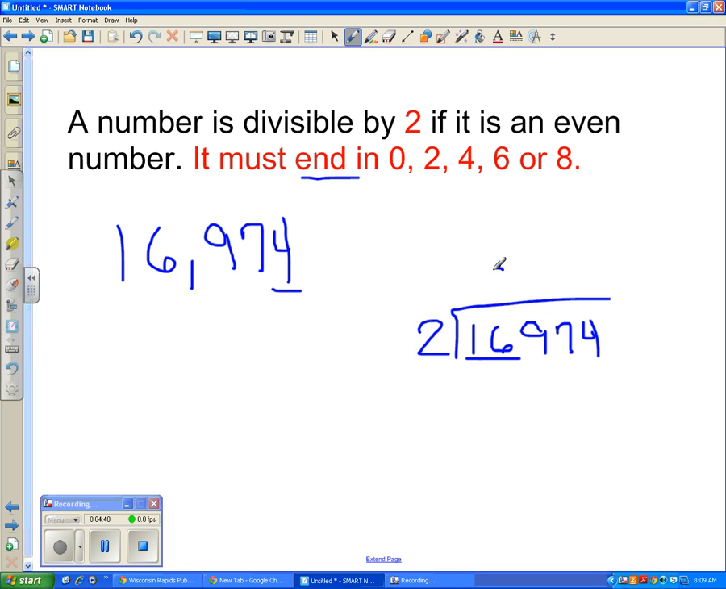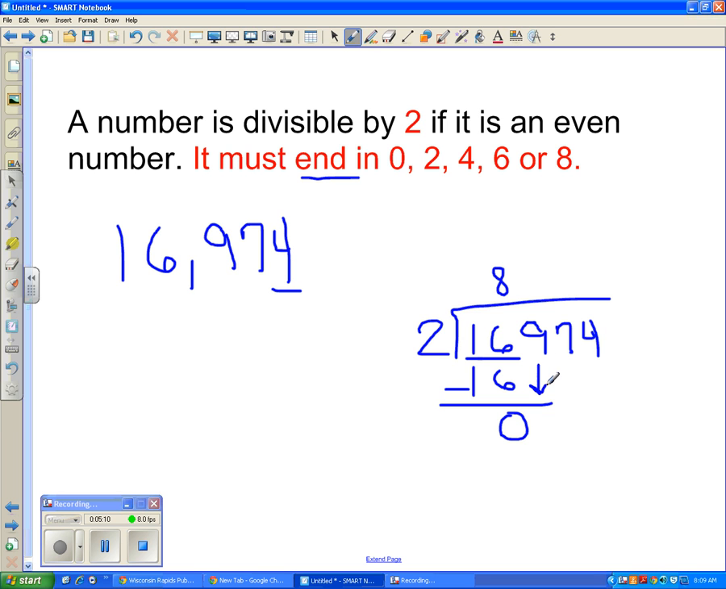2 can go into 16 8 times. So I'm going to multiply 8 times 2, and that is 16. Subtract and make sure that the difference is in fact smaller than our divisor. Remember, we want the difference to be smaller than the divisor, and that's a key to make sure that we're on the right track. If it's not smaller, that means that we could make this group larger. But since it's smaller, we're going to keep going.